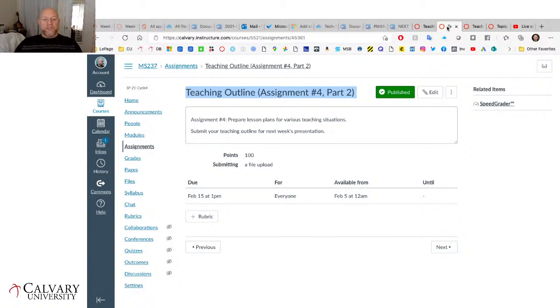And then part two of assignment four is the teaching outline. You're simply going to submit your teaching outline for next week's presentation. Those are all the instructions that I have for part two of this assignment. But if you are unclear about how to develop an outline, please let me know. Basically, you're going to start with an introduction. You're going to have the body of your lesson.